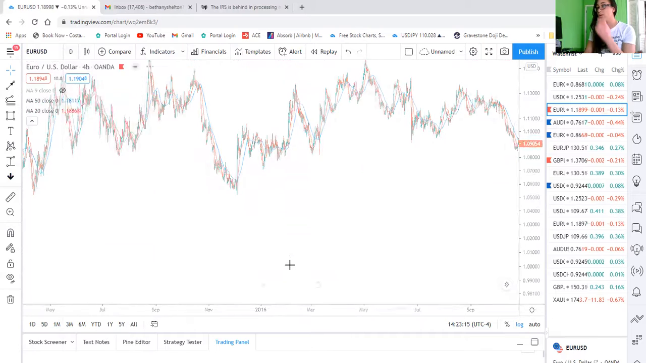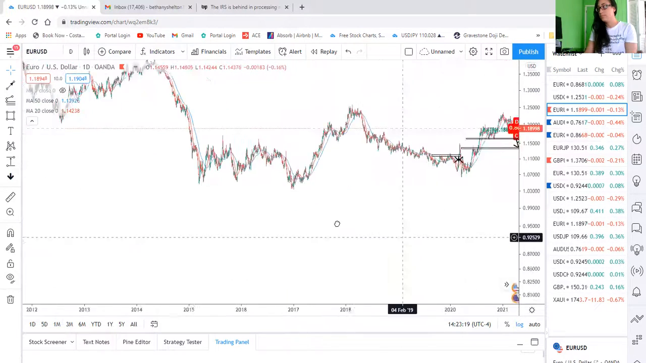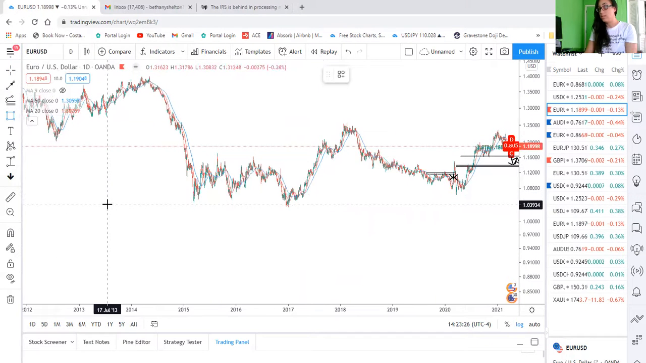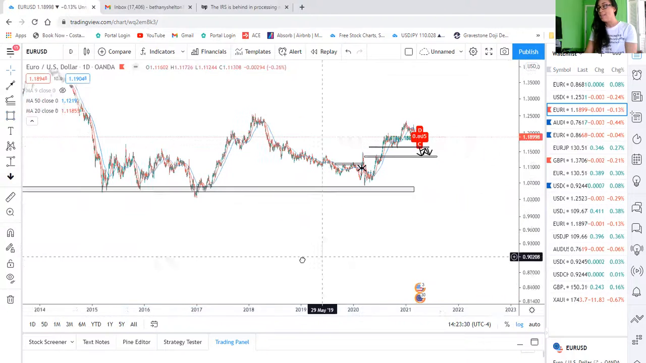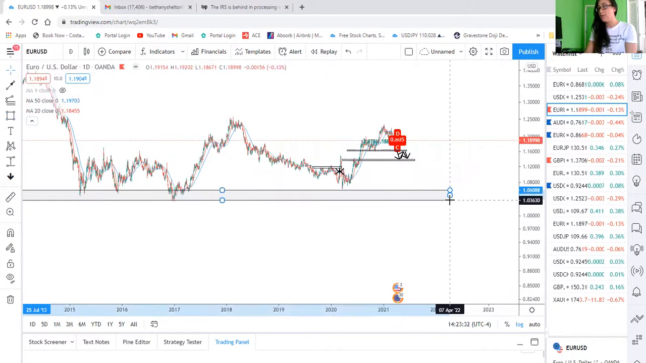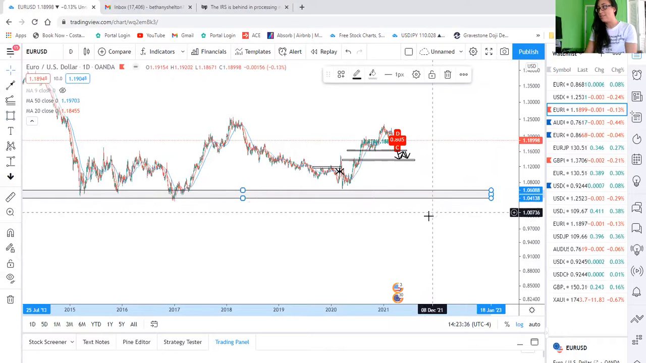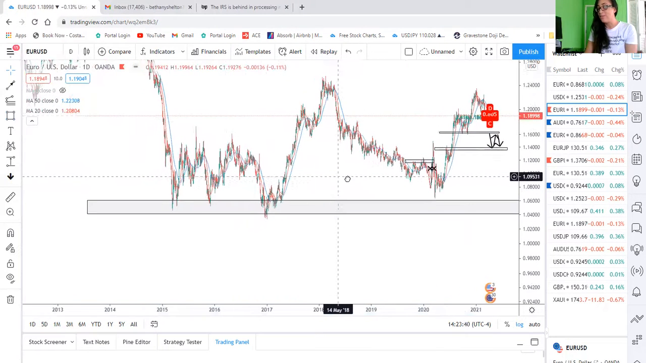Let's go to the day chart. This is a really good zone right here. This is a really good demand zone. I don't know why I'm such a buyer, I think I buy more than I sell. I don't go into the market saying I'm only looking for buys, but I just think I'm into buying more.